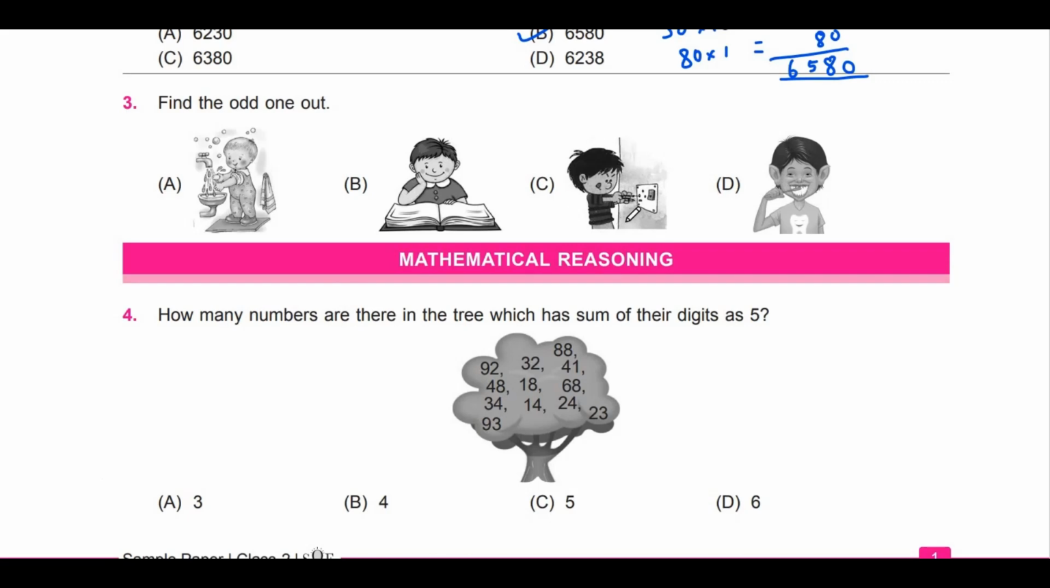So see the activity, the child is playing with the switchboard. So this is a wrong activity. So this is the odd one out. So option C is right.